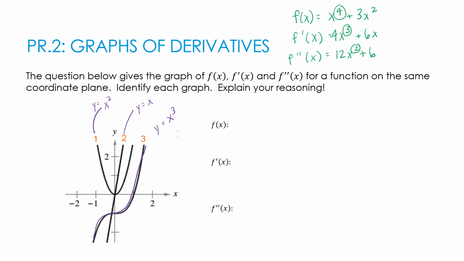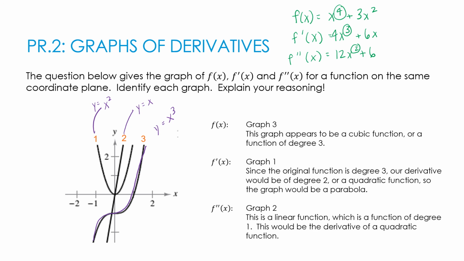I'm really just looking for what would be the only thing that makes sense. So f of x must be graph 3 because it's a cubic function. And then if I took the derivative of a cubic function, I would get a squared function, so that has to be graph 1 for f prime of x. The derivative of a quadratic function would be a linear function, so that has to be graph 2 for f double prime of x.